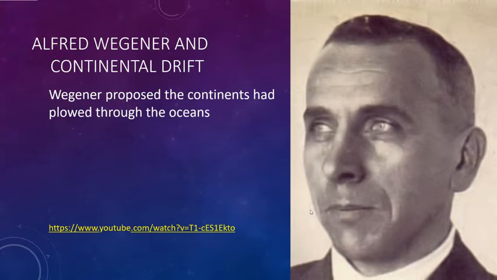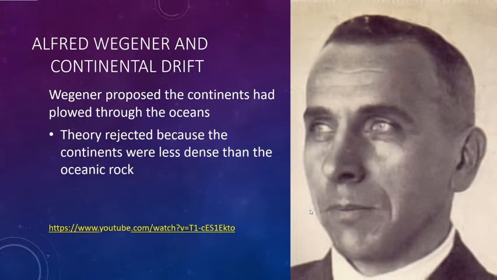He proposed that the continents had plowed through the oceans, that South Africa had moved through the South Atlantic Ocean. And this was part of the problem: other scientists rejected his theory because the continents were less dense than the oceanic rock. There was no physical way for them to plow through oceanic rock. They would have just been destroyed. And so Alfred Wegener's theory was rejected.